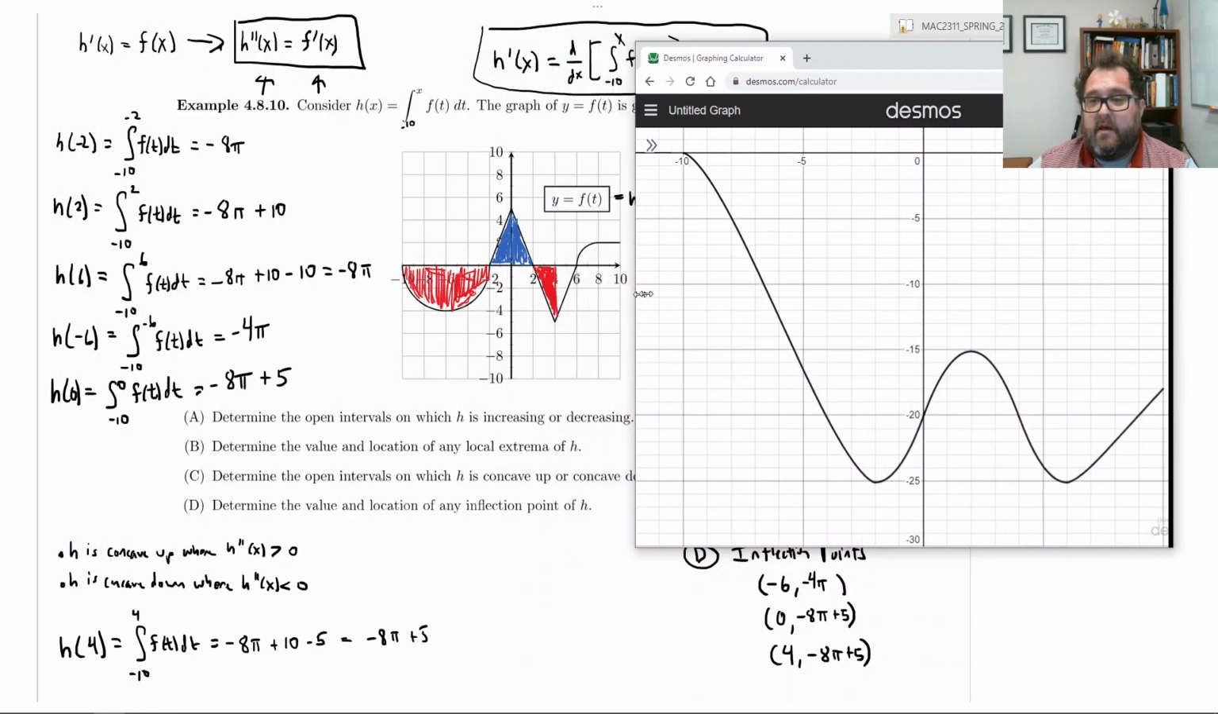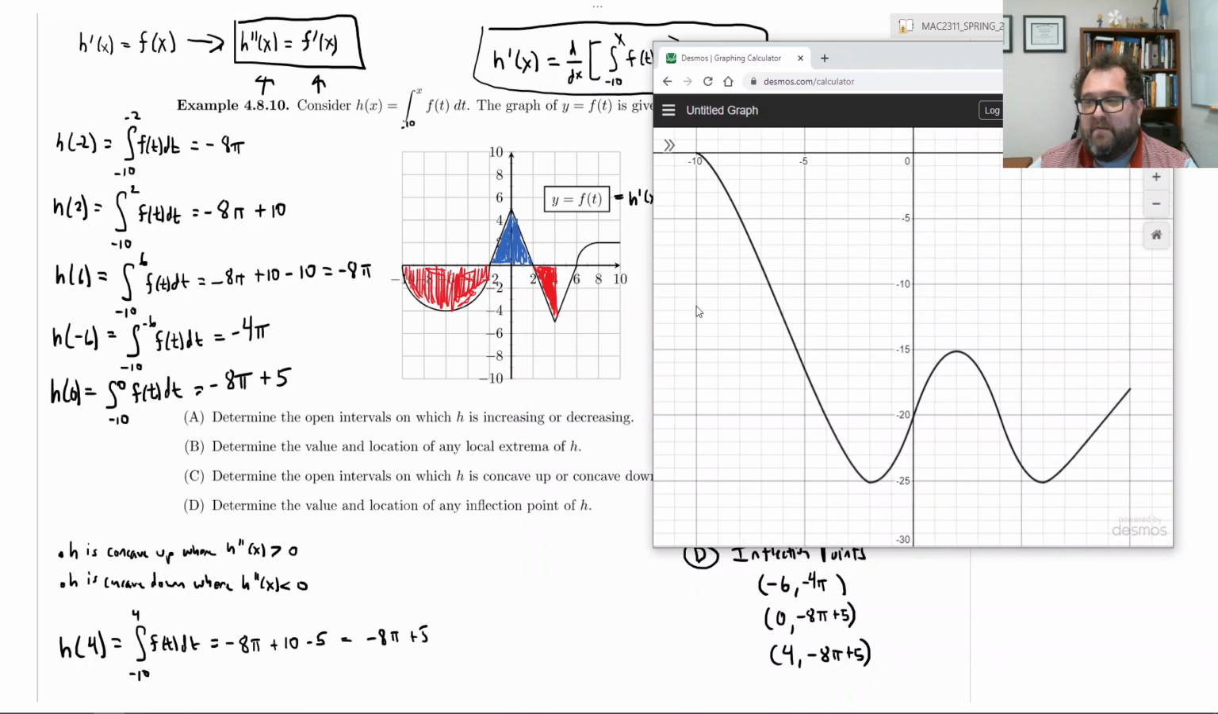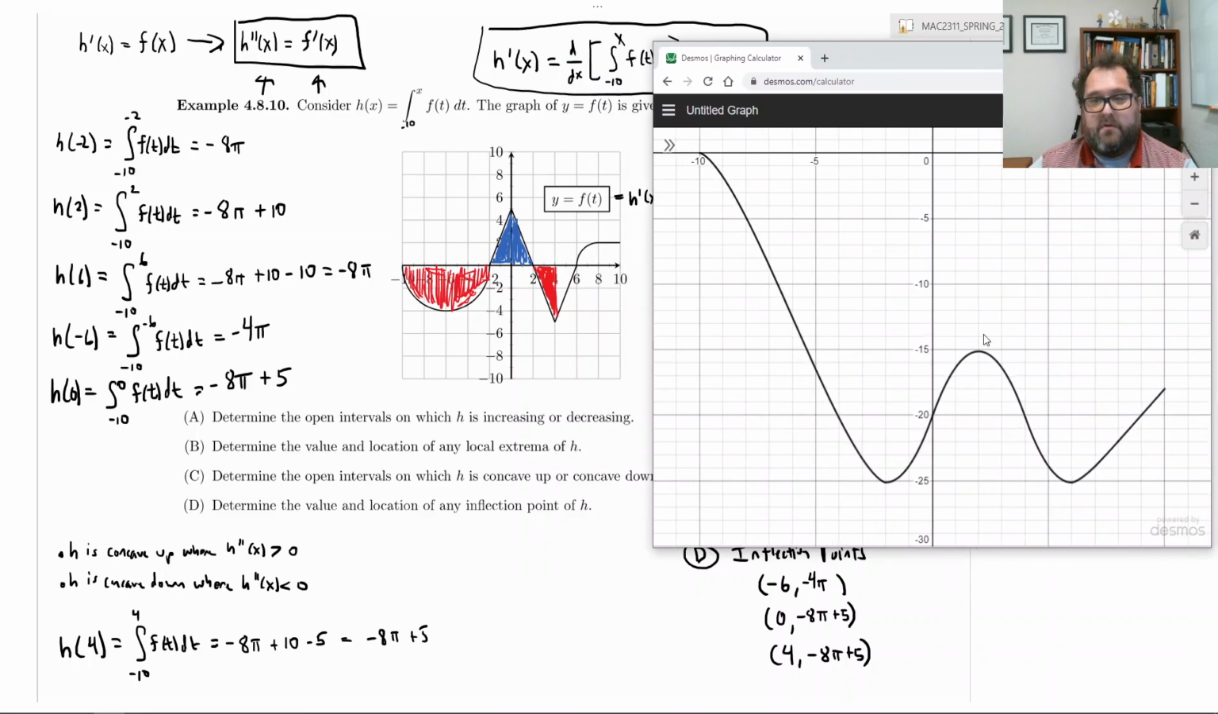But here's what I want to stress to you. I kind of gave you a rough sketch of what the graph would look like when we first started the problem. But let's think about why this is the graph of h. Okay, so we're starting at negative 10. At negative 10, we haven't accumulated any area yet. Therefore, the y value of h is 0. You get negative 10 comma 0. But as soon as you start marching along the x-axis to the right, we start accumulating negative area. In other words, the function gets more negative because we're accumulating more negative area.